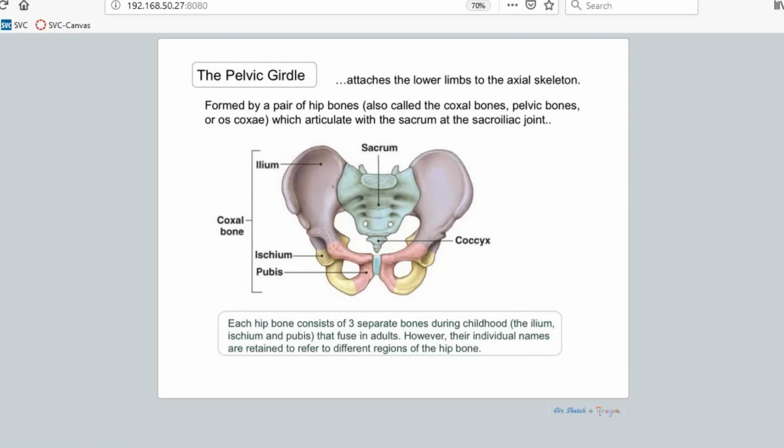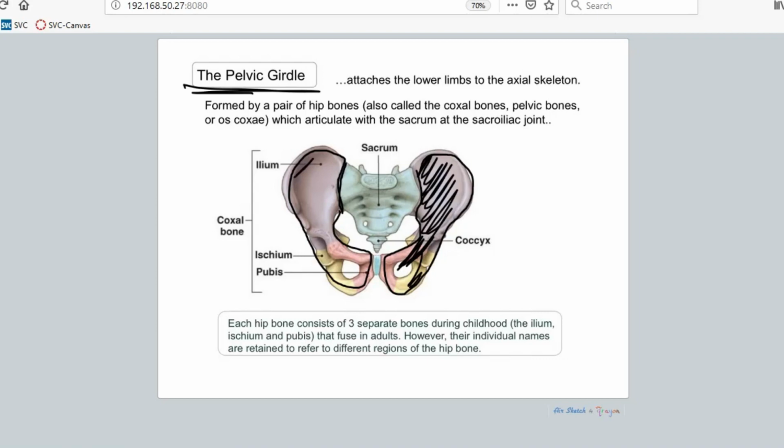Alright, and now we get down to the lower limbs. And the girdle that's going to attach the lower limbs to the axial skeleton is the pelvic girdle. And the pelvic girdle is formed by a pair of hip bones. So there you have a pair of hip bones. And again, the hip bones are going to attach the lower limbs to the axial skeleton.